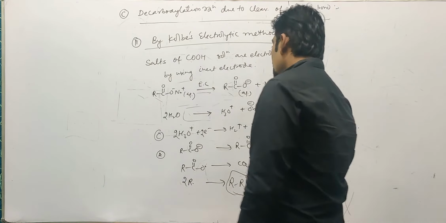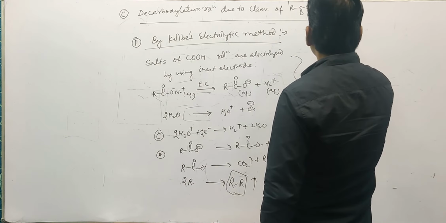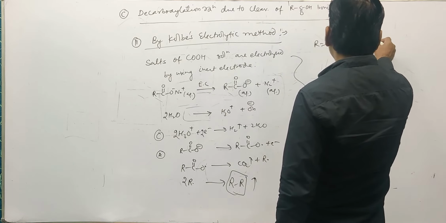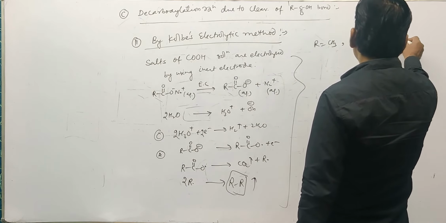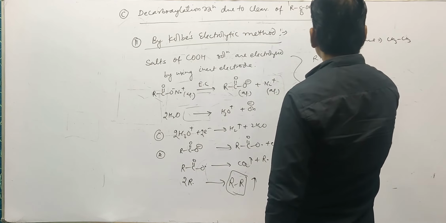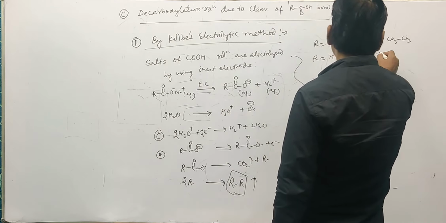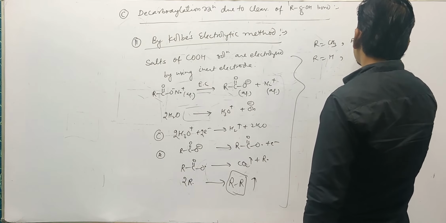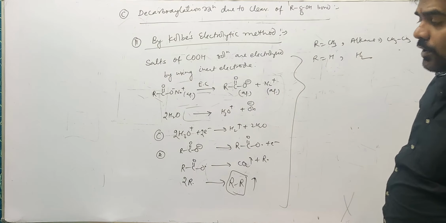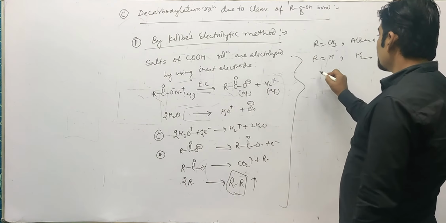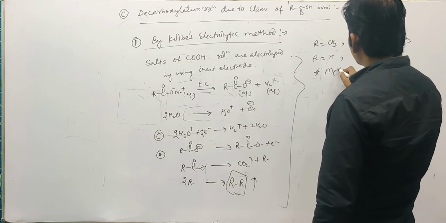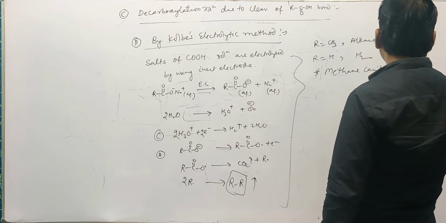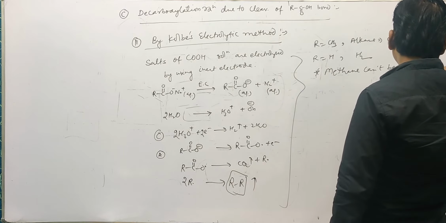In this case, if R is CH3, then the alkane formed after the reaction is CH3CH3. If R is hydrogen, then instead of an alkane there will be formation of H2. Therefore, methane cannot be prepared by this method.